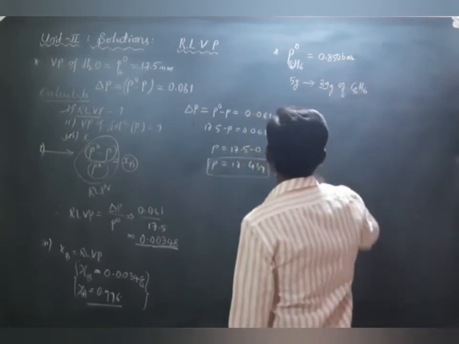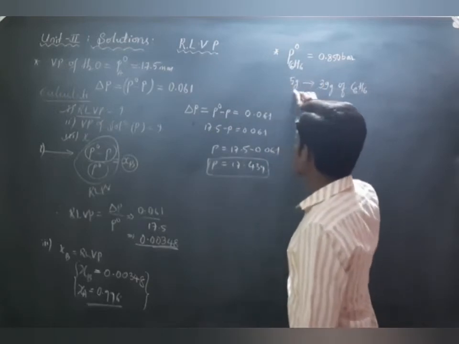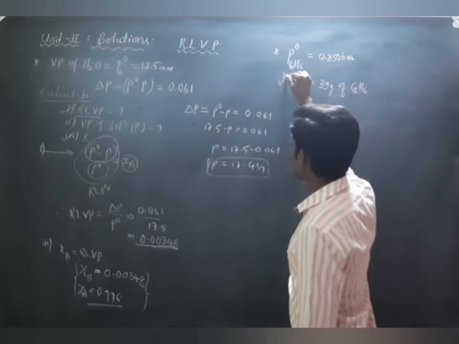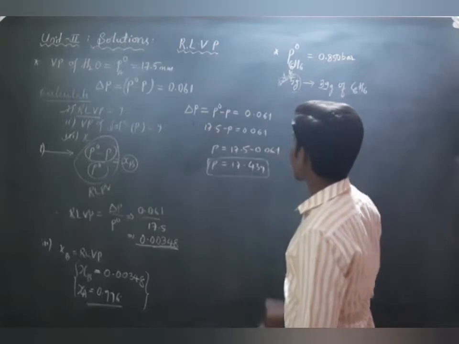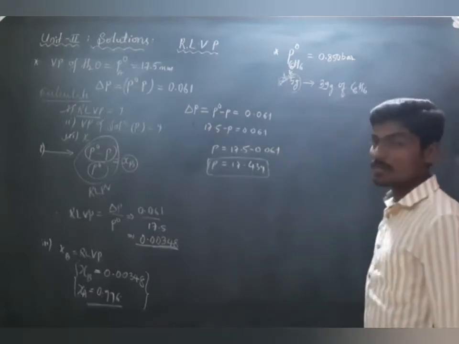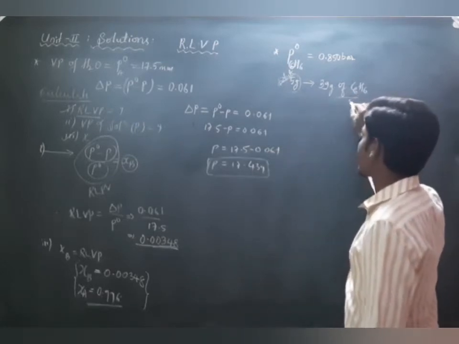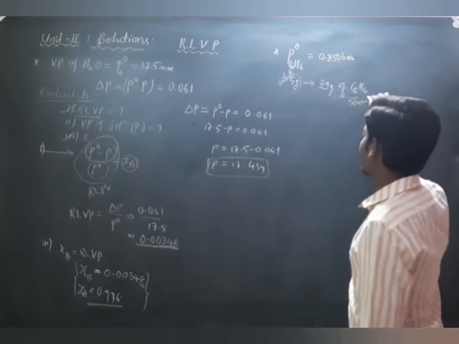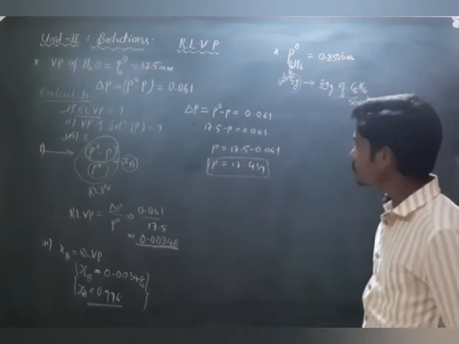39 gram of benzene. So here this is the solute, 0.5 gram of solute is added to 39 gram of benzene. So this is the solvent.